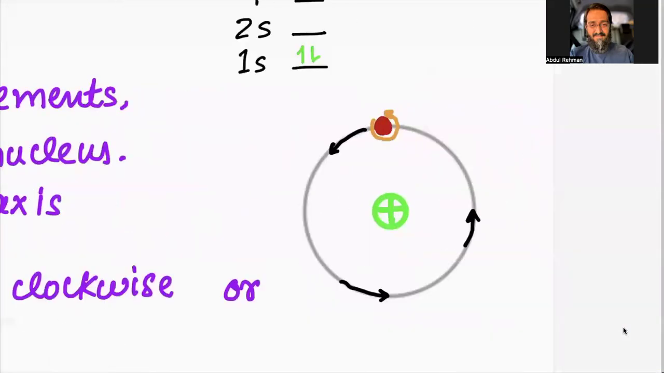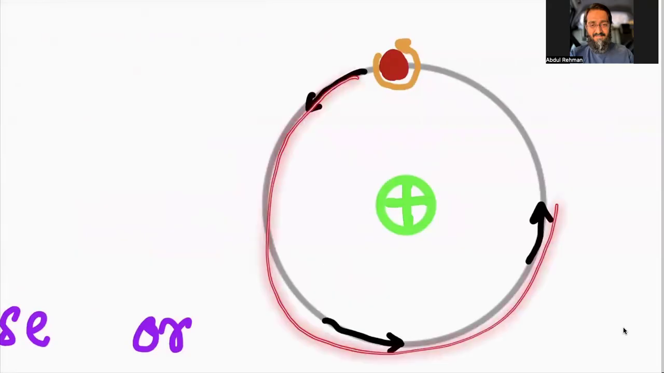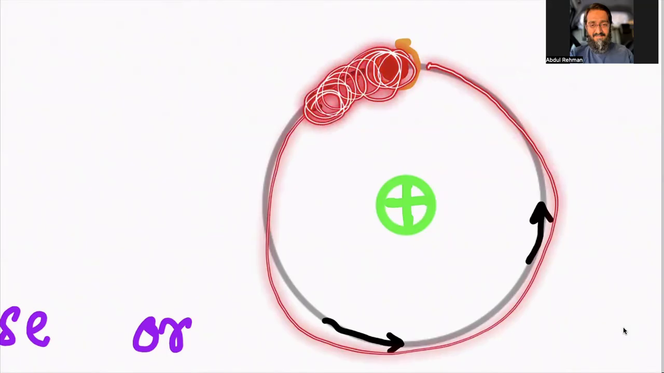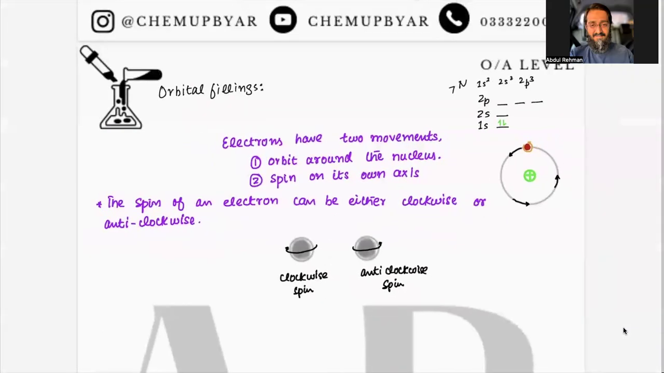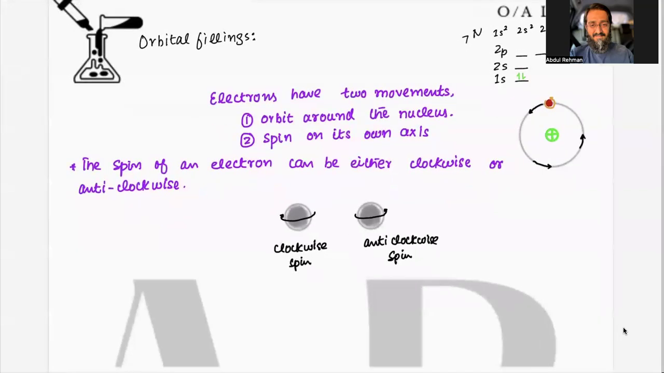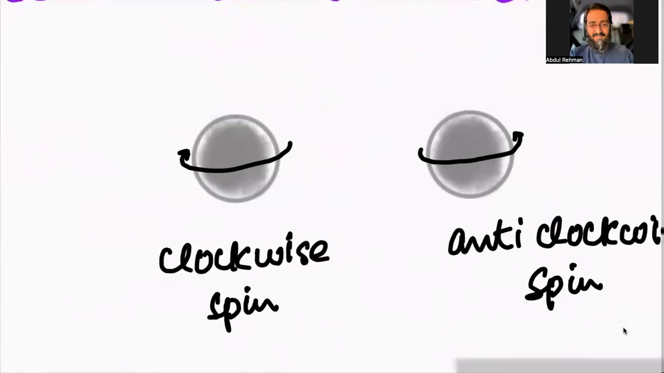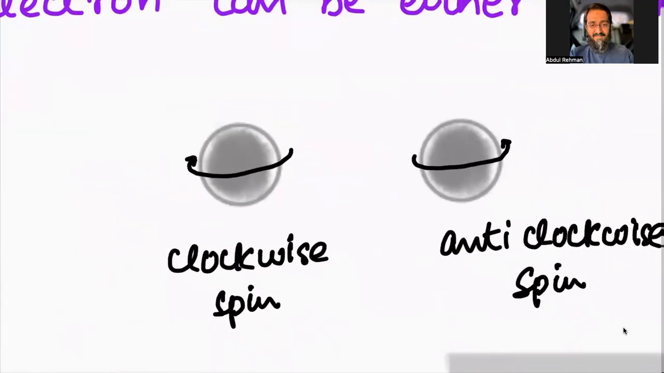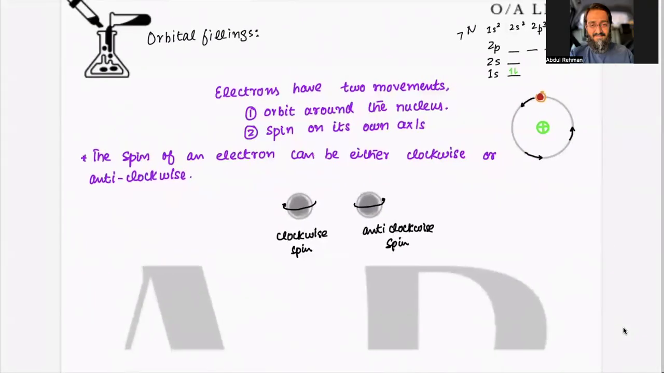So see, if you look at this electron, for example, the electron is not just moving around the nucleus. Besides this movement, it is spinning like this as well. Is this understandable? Okay. So the spin of an electron can be of two types. One type of electrons is spinning in a clockwise direction, and the other type is spinning in the anti-clockwise direction.